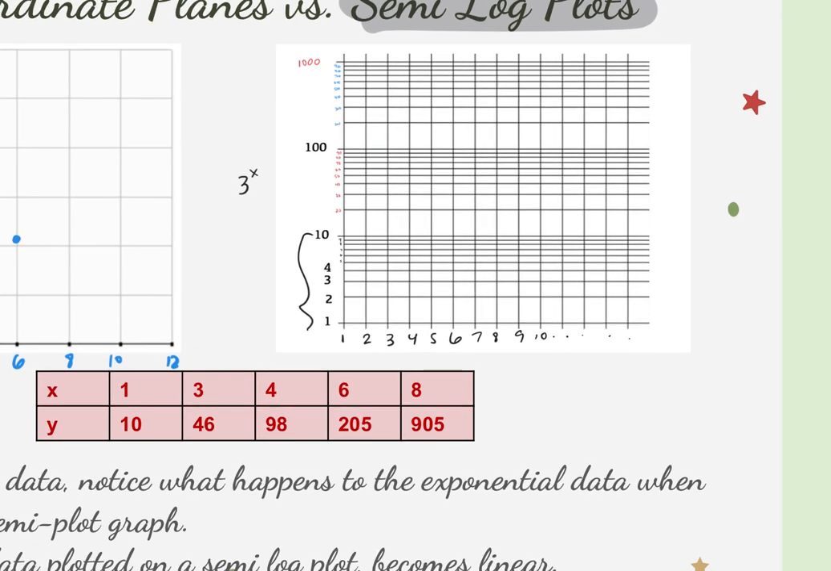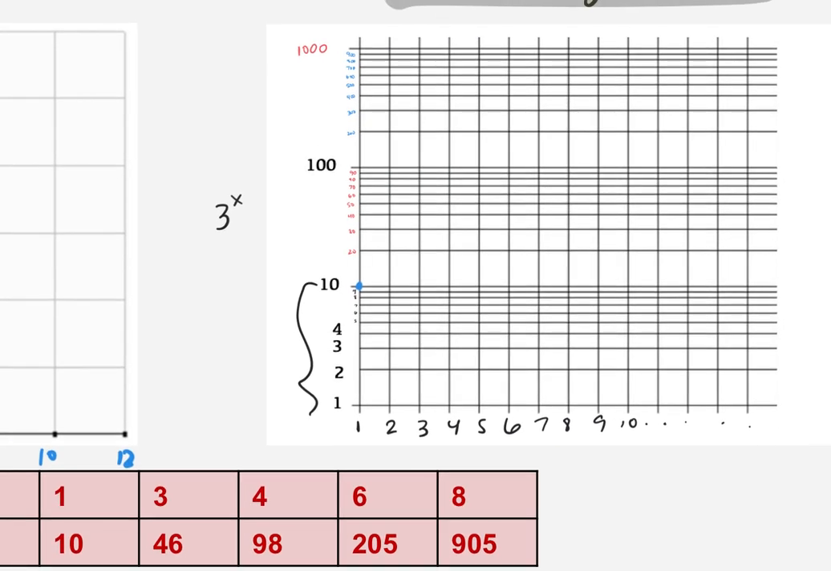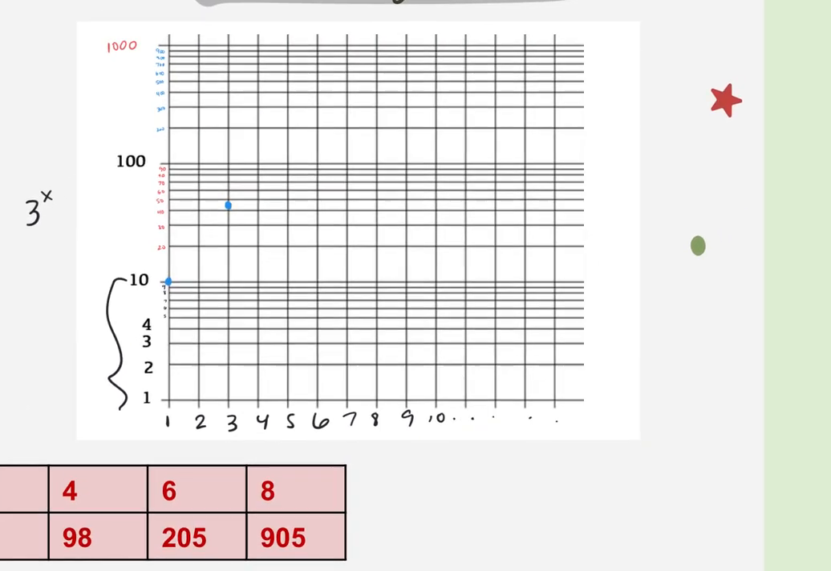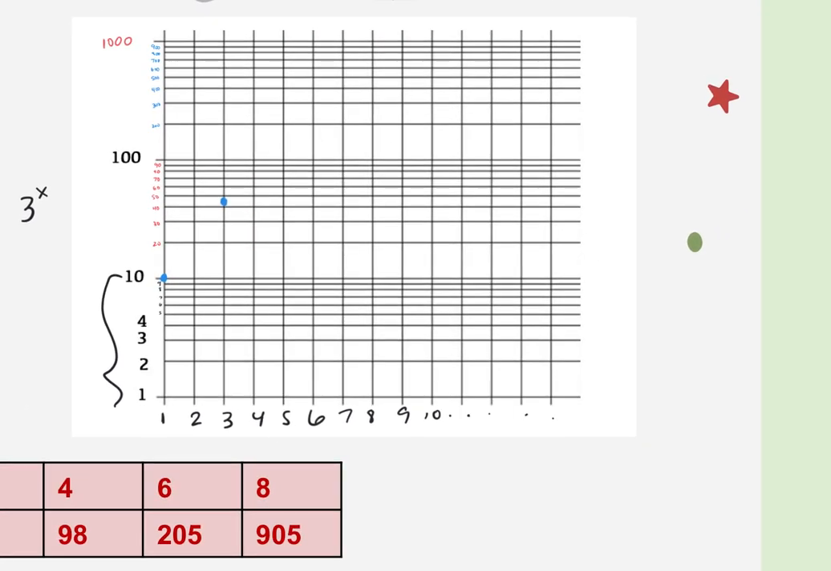So 1, notice we started at 1 at the beginning. So 1 is at 10, which means I go all the way up here. 3 is at 46. So after the 10s, I'm going by 10s. So 3 and 20, 30, 46 would be midway between the 40 and the 50. 4 and 98 is just under the 100 mark.